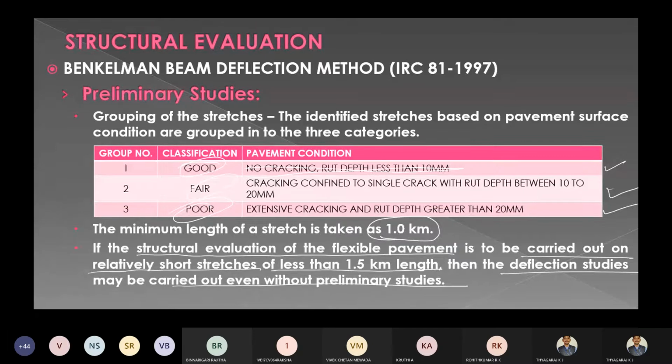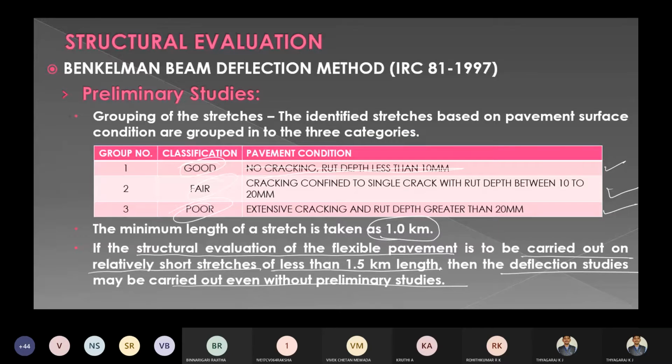So if the road stretch length is greater than 1.5 kilometer, remember, there is no necessity of conducting this preliminary survey. You can directly take the Benkelman beam into the field and directly carry out the test. No need to conduct the pavement condition survey, grouping the road stretch and marking the points. You can directly get the beam and measure the deflection values. Okay, so the first point in the preliminary survey is the pavement condition survey.